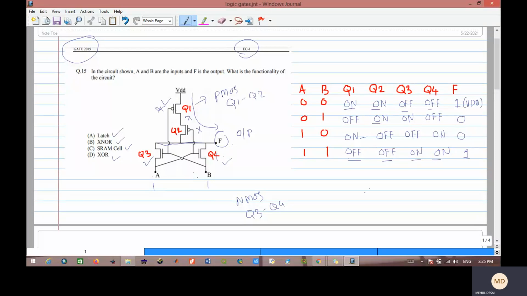So when both inputs are the same, we get the output 1. This is the behavior and functionality of an XNOR gate. So the right option is B. In this way, if you have knowledge about the gate, you can solve any related question. I hope you all understand. Thank you.